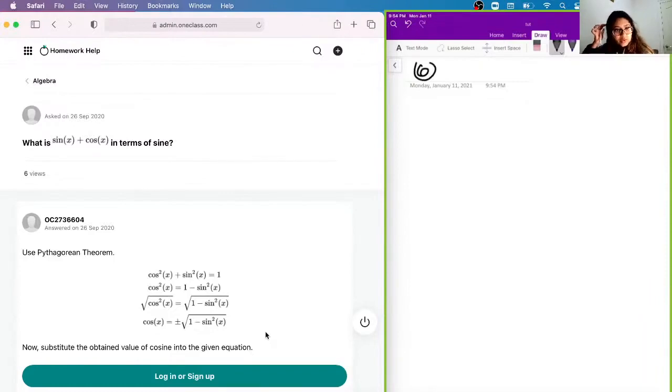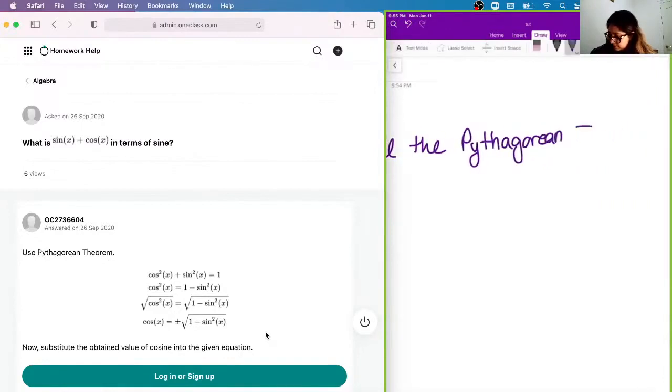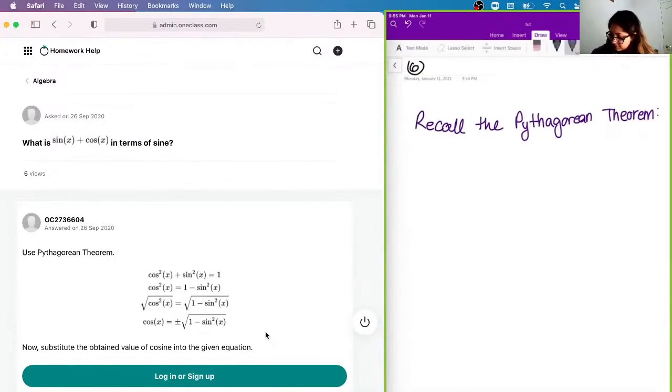Okay, so our next question says, what is sine of x plus cos of x in terms of sine? Okay, so what we need to do is, if you guys recall the Pythagorean theorem, which was c squared equal to a squared plus b squared.